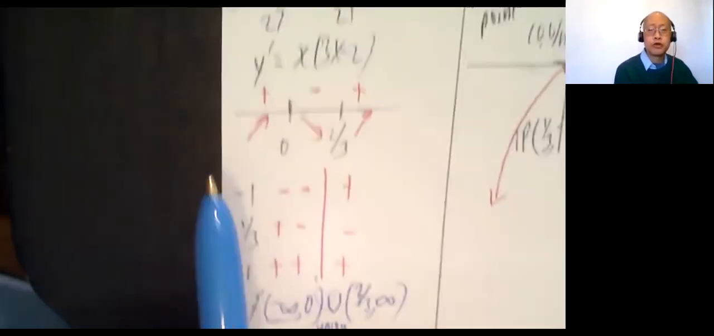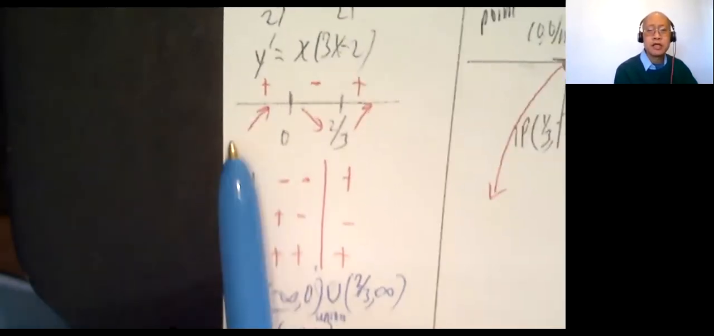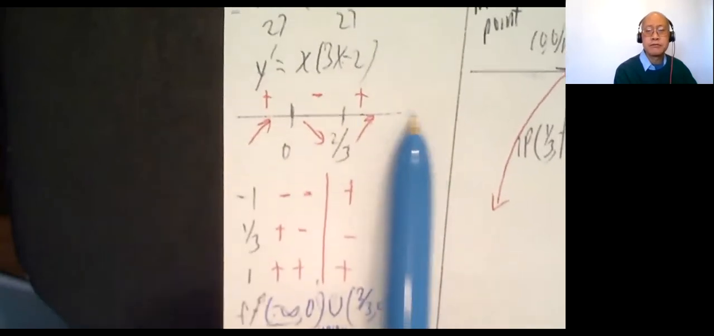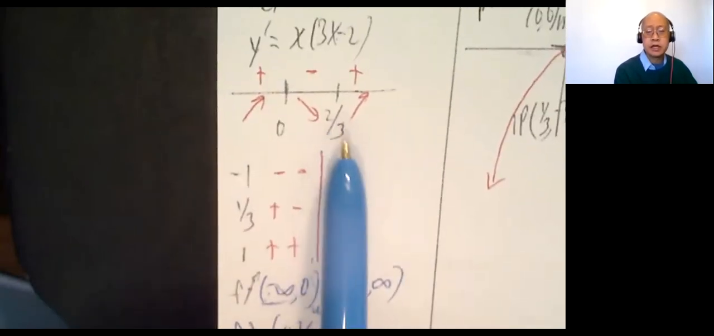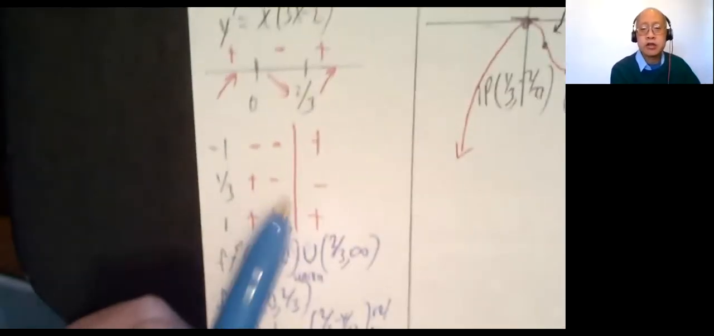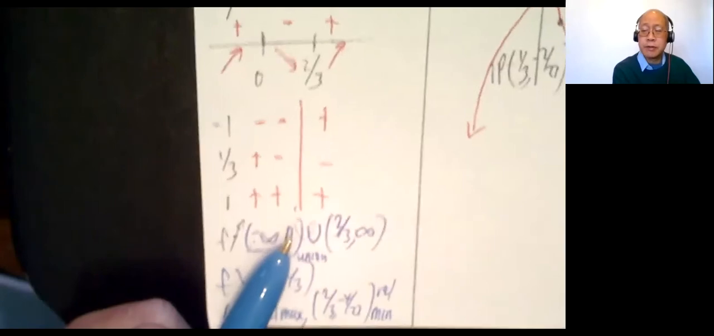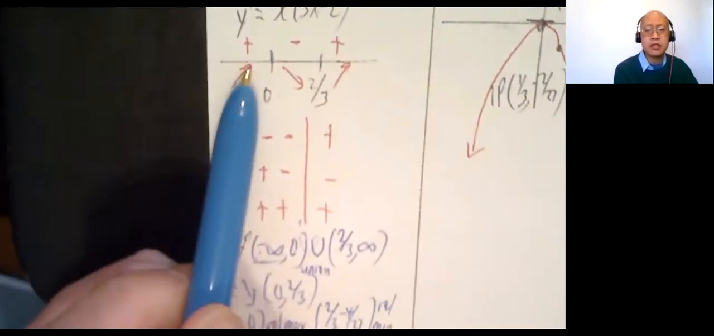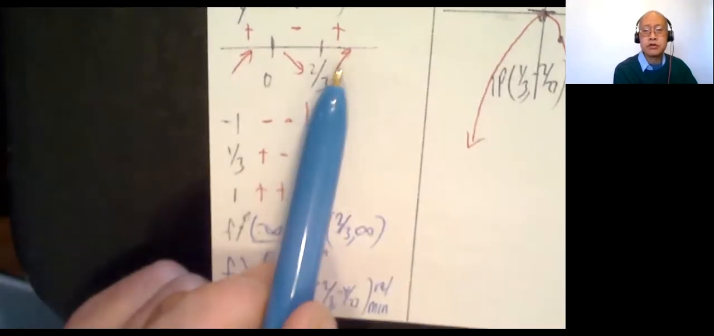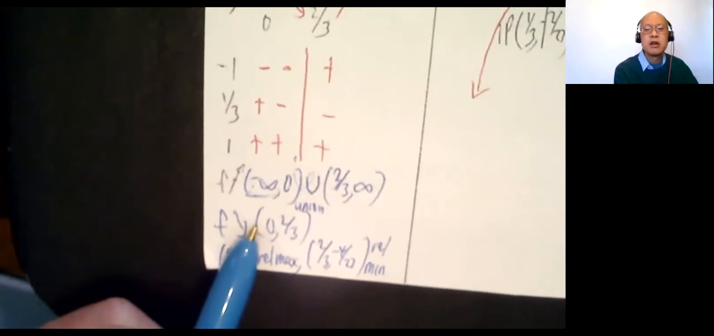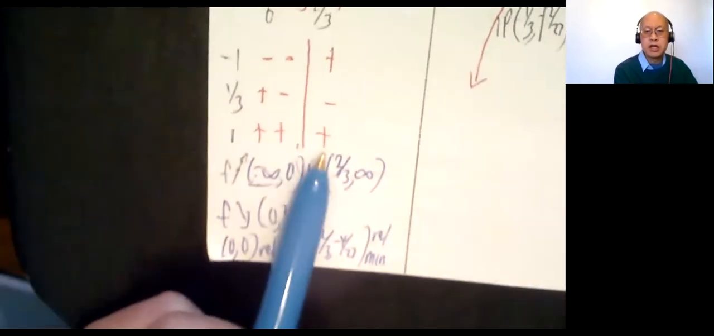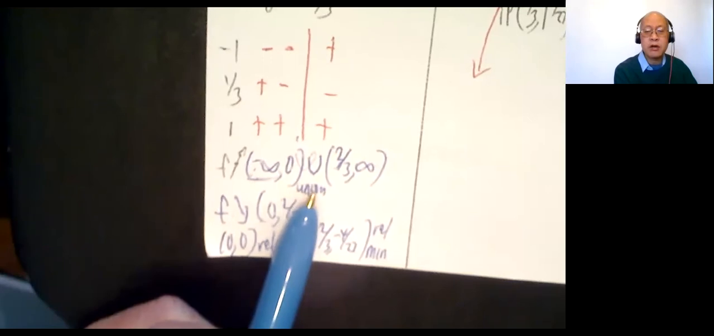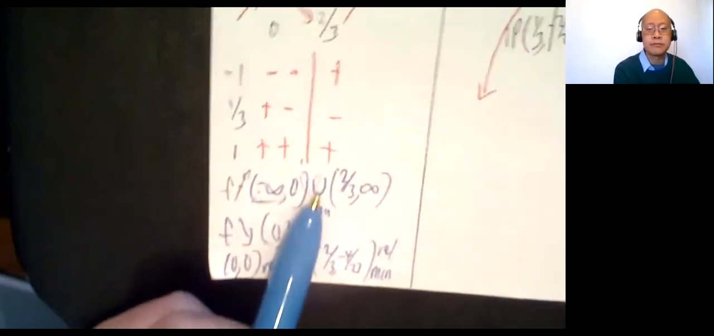First derivative positive means increasing. Negative, decreasing. So I have my intervals of increase and decrease. So far, this is exactly like last time, and it'll be just like this for the quiz. So f is increasing from negative infinity to 0, union 2/3 to infinity. f is decreasing from 0 to 2/3. The U stands for union, U-N-I-O-N, union, you're joining more than one set.